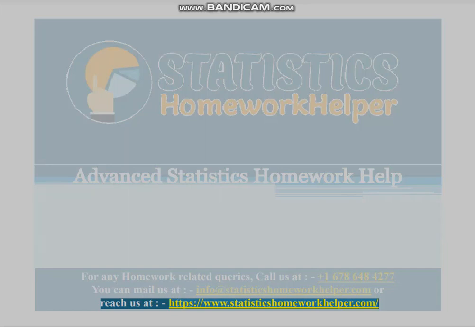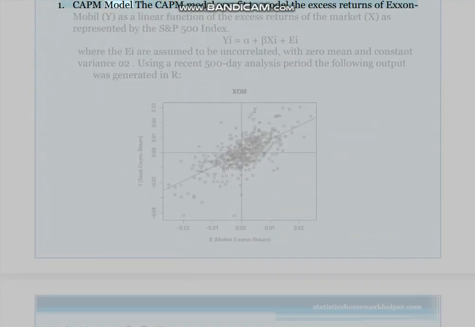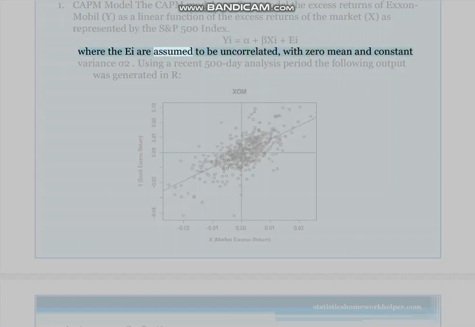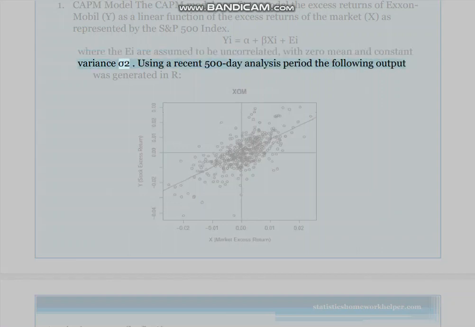1. CAPM model. The CAPM model was fit to model the excess returns of ExxonMobil, Y, as a linear function of the excess returns of the market, X, as represented by the S&P 500 index. Y_i equals alpha plus beta X_i plus e_i, where the e_i are assumed to be uncorrelated, with zero mean and constant variance sigma squared. Using a recent 500-day analysis period, the following output was generated in R.